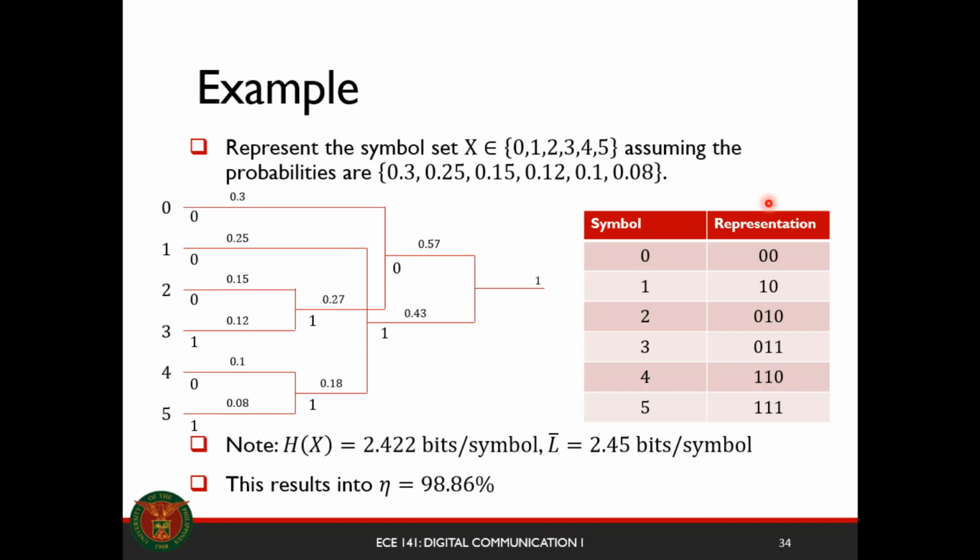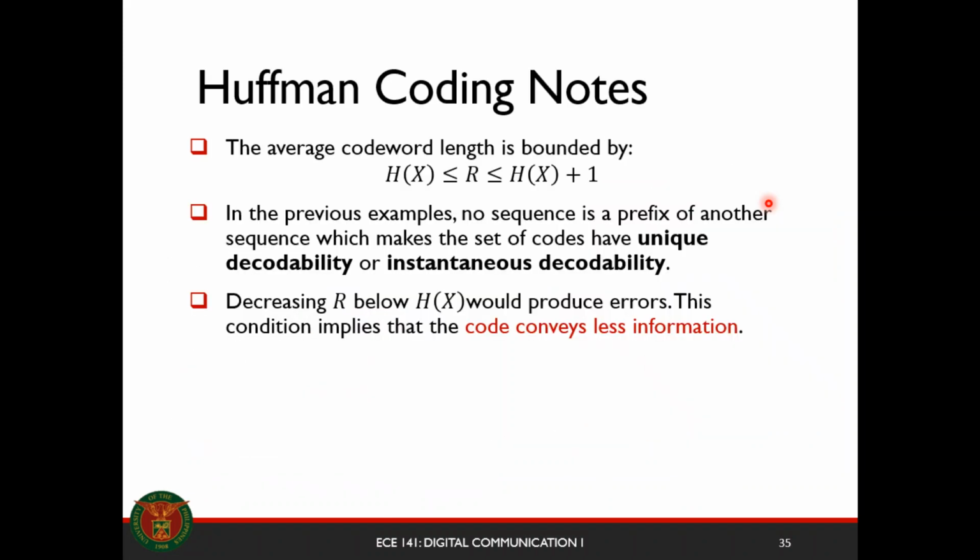Right? So that's a general rule when you're designing an efficient source coding. Okay, just some notes on Huffman coding. The average code word length is bounded by these two: your entropy and entropy plus 1. In the previous examples, also, no code word is a prefix of another code word sequence.